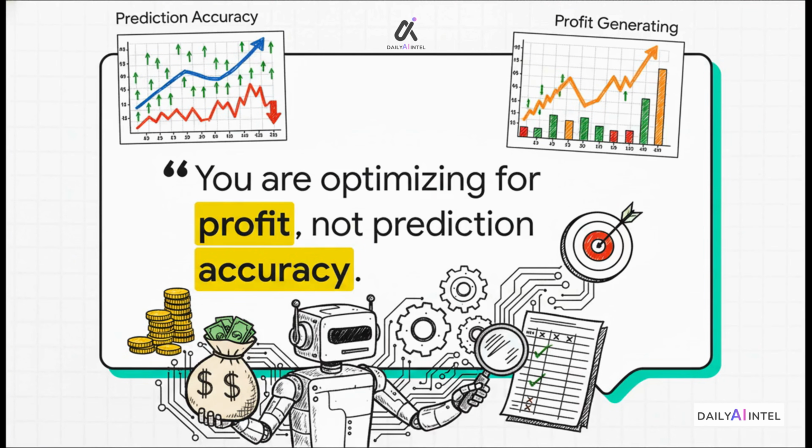You are optimizing for profit, not prediction accuracy. This is such a huge mental shift you have to make. I mean, think about it. A model that's 90% accurate at predicting the market sounds amazing, doesn't it? But what if its winning trades only make you a few cents, and its handful of losing trades are absolutely catastrophic? Well, then it's a terrible money-losing strategy. You're not trying to build something that wins a trivia contest. You're trying to build a system that makes money.